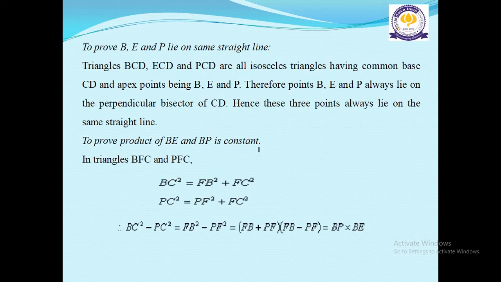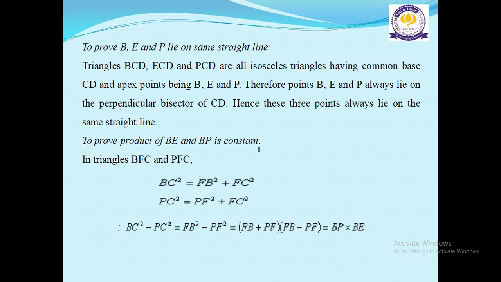To prove B, E and P lie on the same straight line: triangles BCD, ECD and PCD are all isosceles triangles having common base CD and apex points being B, E and P. If you refer to the above figure, therefore points B, E and P always lie on the perpendicular bisector of CD. Hence, these three points always lie on the same straight line.